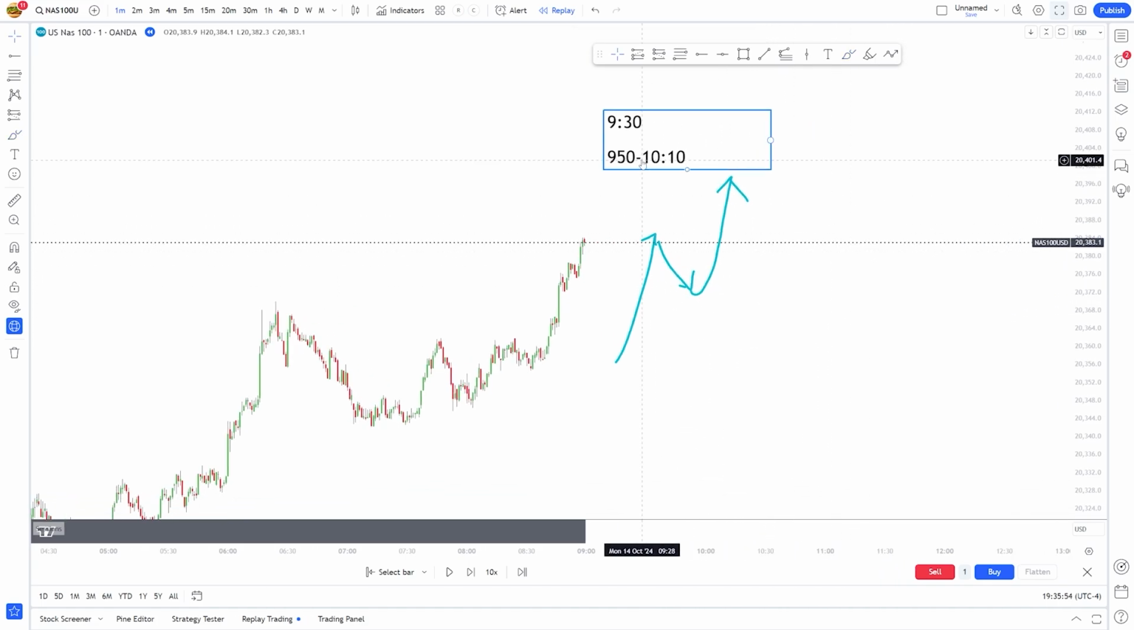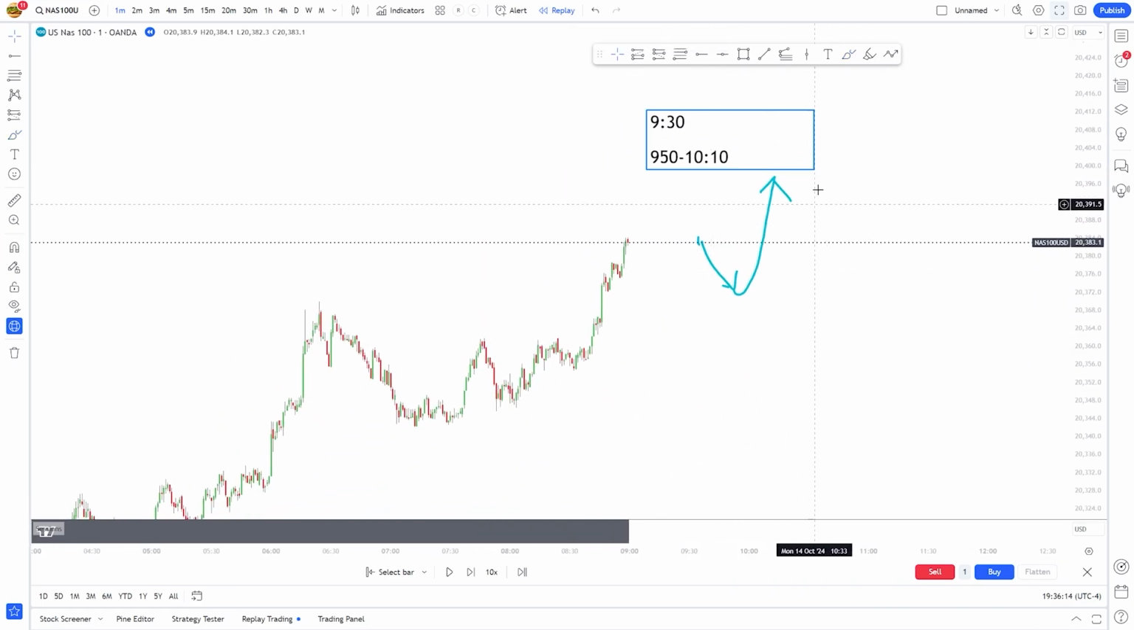Obviously this doesn't occur every single day, but it is still important and it occurs enough times for us to be aware of it. Even if it doesn't occur today, we should still be aware of possible retracements from 9:50 to 10:10. Okay, now with that being said, let's start looking at price.